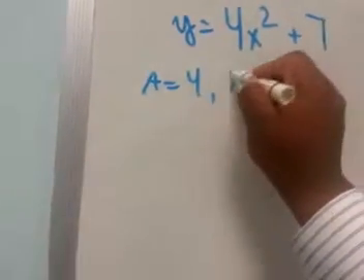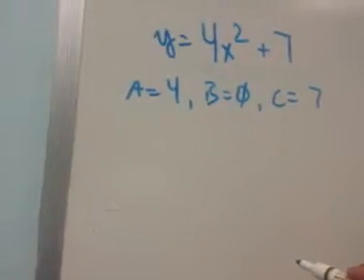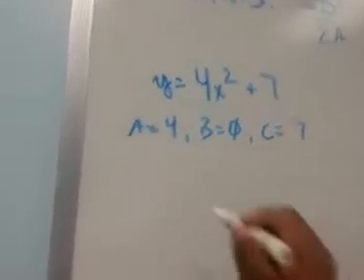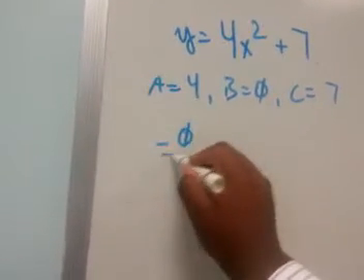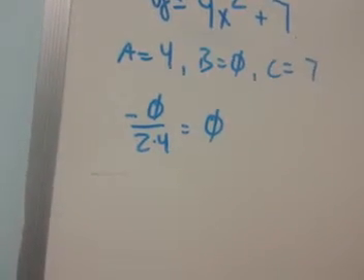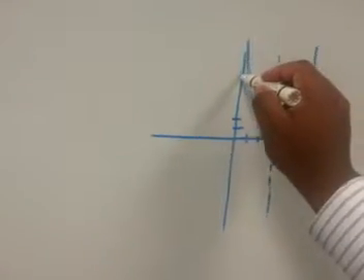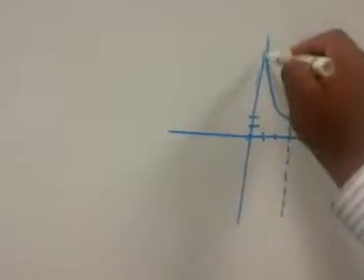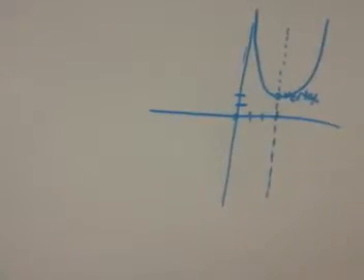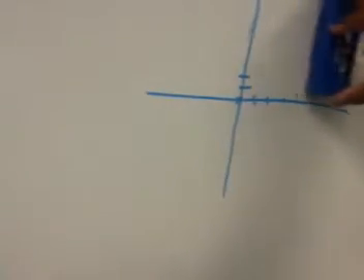A equals 4, B equals 0, C equals 7. Okay, so the axis of symmetry: negative 0 over 2 times 4 just equals 0. So the axis of symmetry is 0, or actually x equals 0. And if we were over here, that would actually be right on the x equals 0 right here. So that's right along the y axis. Okay, so the parabola, whatever it is, it's going to curve around the y axis.